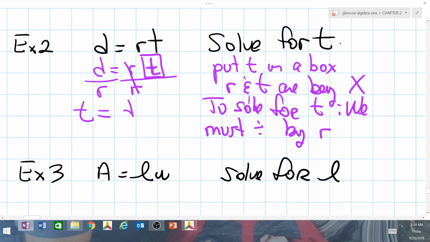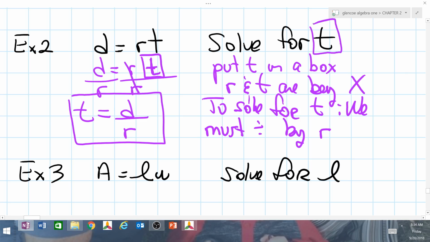T, or the time, is equal to the distance traveled over the rate. One more time. Distance equals rate times time. Rate and time are being multiplied. We want to solve the equation for t. Whoever we're solving for, I go ahead and just put him in a box, or we can use fancy terms and say isolate the variable.